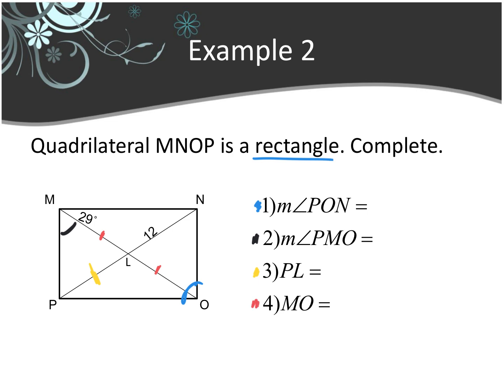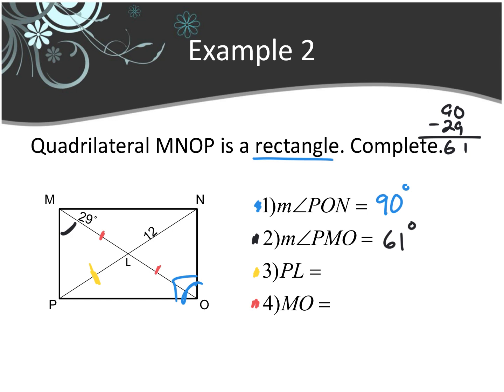All right, so let's start. So for PON, if we remember for the rectangles, all of the angles are 90, so I can just go ahead and say that's 90 degrees. Now for the second one, since all of the angles are 90, I can do 90 minus 29, and we get 61 degrees.